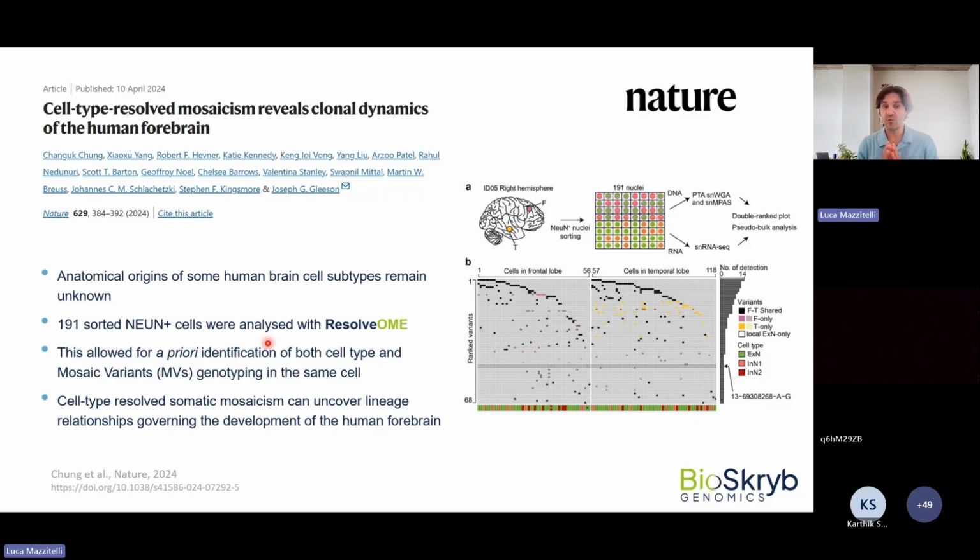In the nuclei, of course, you have to consider that there are only few mature messenger RNA, but still enough to perform cell type identification based on the transcriptomic profile. And they had also all the information of the somatic mosaicism, so the mosaic variants genotyping from the same cell. And this approach, which is a cell type resolved somatic mosaicism, helped them to uncover the origin and the development of some cells in the human forebrain.